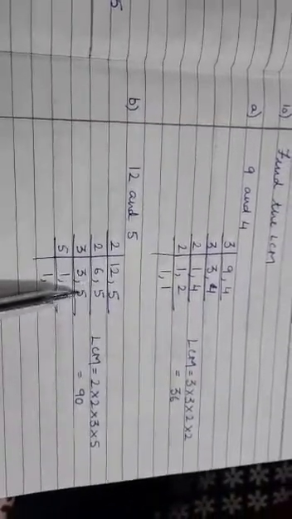Now in the B part you have to find the LCM of 12 and 5. 2 6s are 12, 5 comes as it is. 2 3s are 6, 5 comes as it is. 3 1s are 3, 5 comes as it is. 5 divide by 5 now, 1 and 1. Now here LCM is 2 multiply 2 multiply 3 multiply 5. 2 2s are 4, 4 3s are 12, 12 5s are 60.